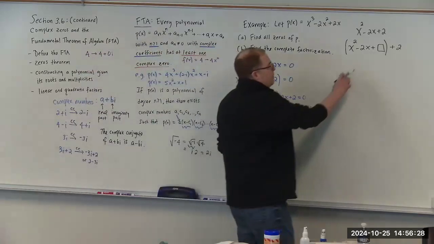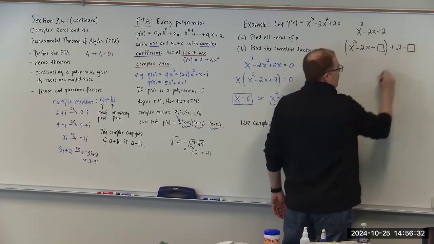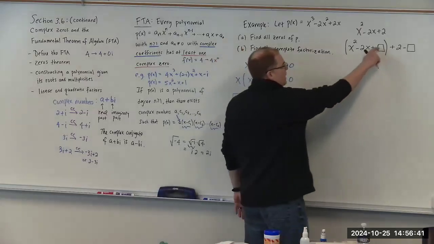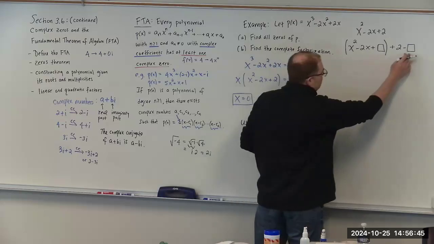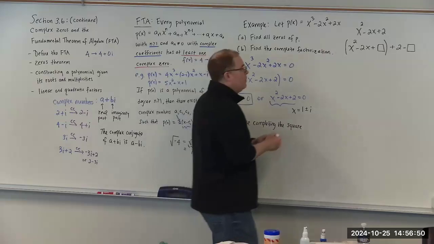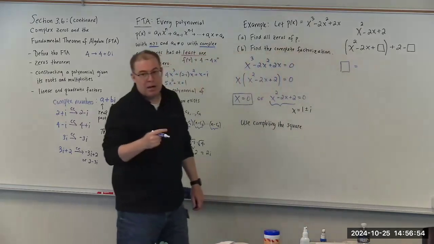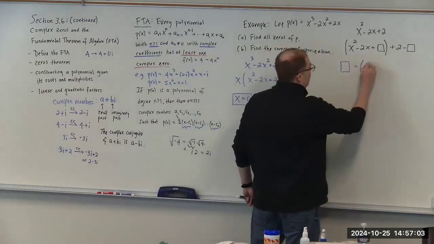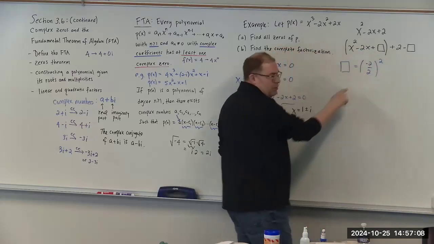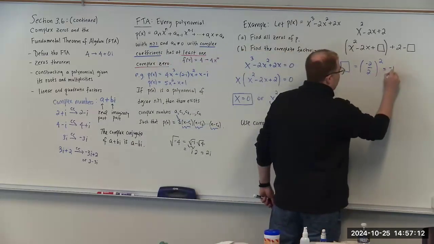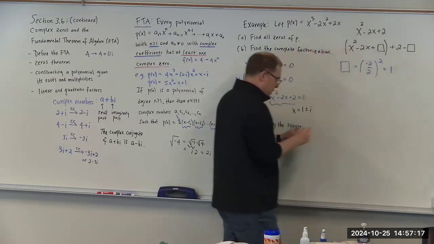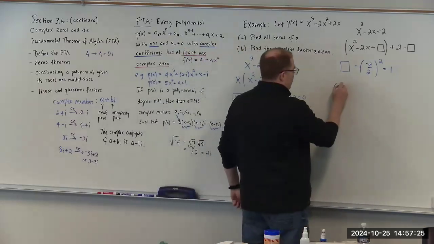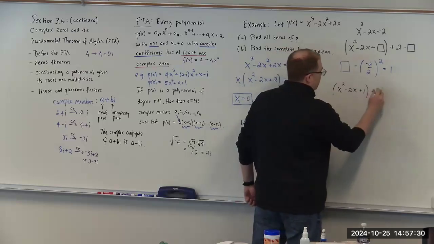So we have this. And because I'm adding something here, you need to subtract the same amount, otherwise we'll be changing the original function. So whatever we get here is going to be subtracted. The way we get that is we take half of whatever's in front of x and square it. So minus 2, we take half, which means we divide by 2, and then square it. Negative 2 divided by 2 is negative 1, and negative 1 squared is 1. So we end up getting x squared minus 2x plus 1, plus 2 minus 1.